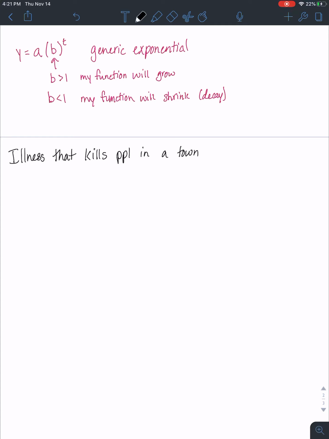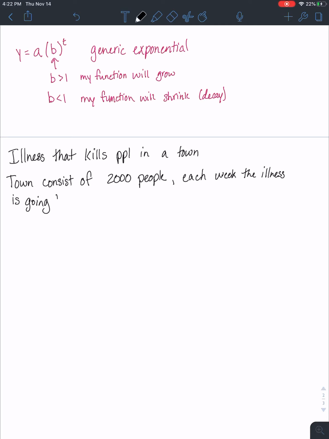Let's say this is what we know. The town consists of 2,000 people. It's a tiny little town, like Stars Hollow, small little town. And let's say that we know that each week the illness is going to kill 7% of the population.